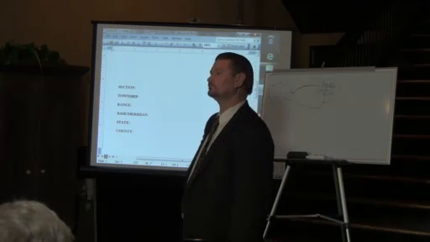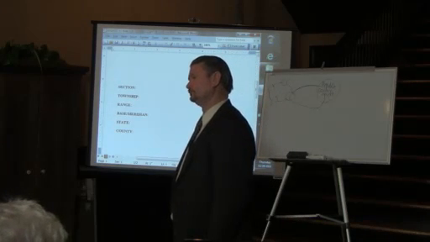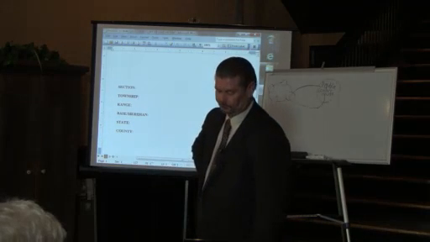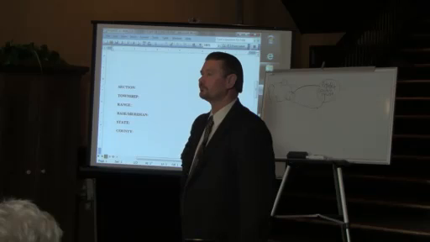What's real helpful is if you get a plat book of your county, where each section is divided up into quarters. You realize that, you look at the section, and it makes it very easy to understand your legal description.